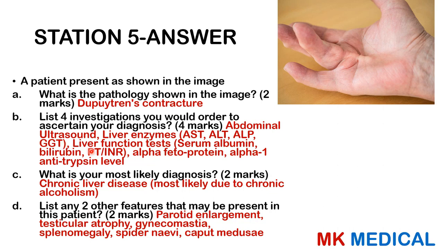You can also order for liver function test, serum albumin, serum bilirubin, the prothrombin time, or the INR. You can also order for an alpha-fetoprotein or an alpha-1 antitrypsin deficiency. This patient most likely has a chronic liver disease, most likely secondary to chronic alcoholism. Other features may include things like parotid enlargement, testicular atrophy, gynecomastia, sometimes palmar erythema, splenomegaly, spider nevi, as well as caput medusae.